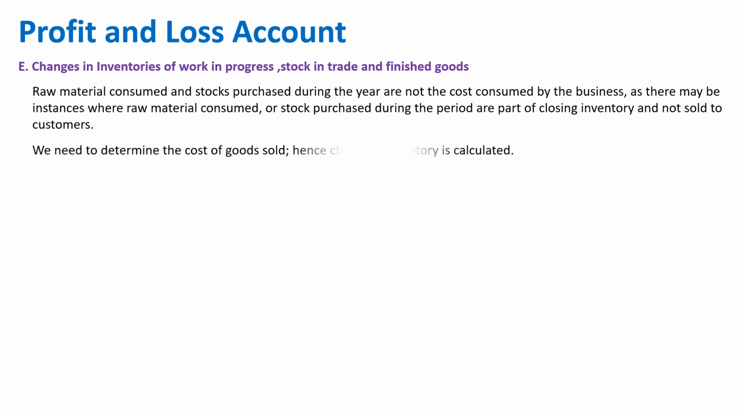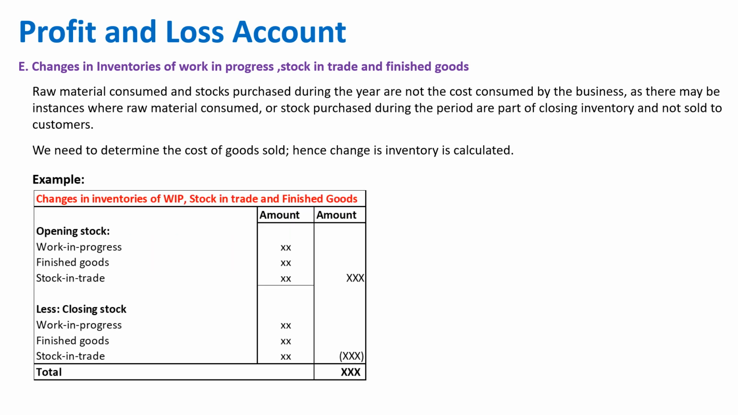Because in the P&L we need to report the cost of goods sold, not the complete purchases you have made during the year. So we need to determine the cost of goods sold, hence the change in inventory is calculated. That's the reason we need to report change in inventory.